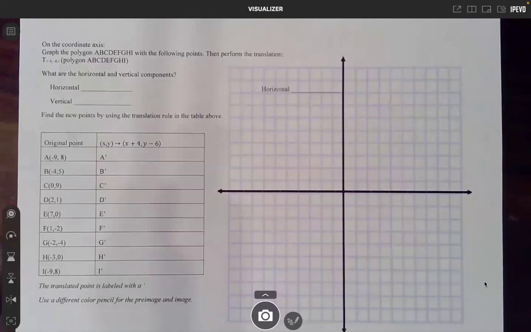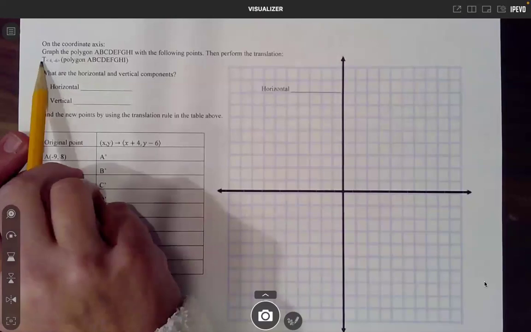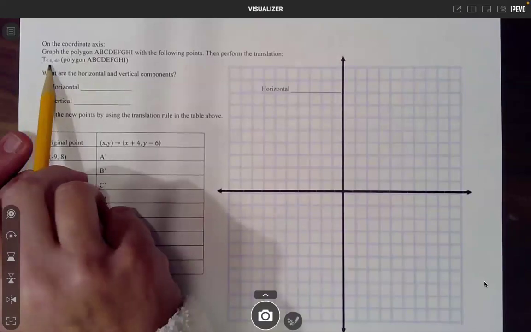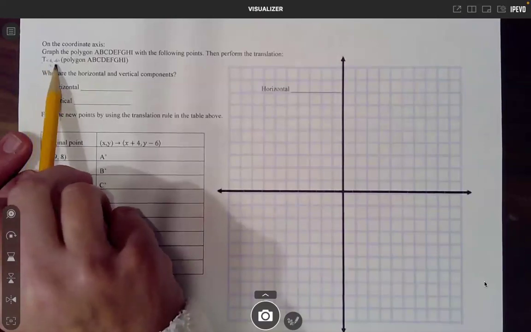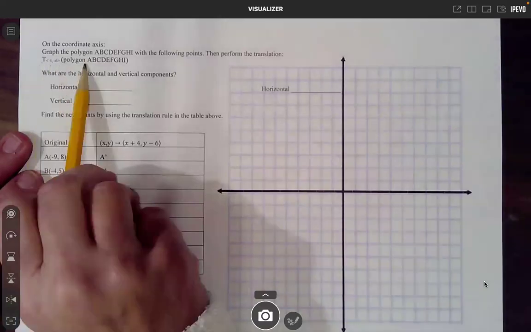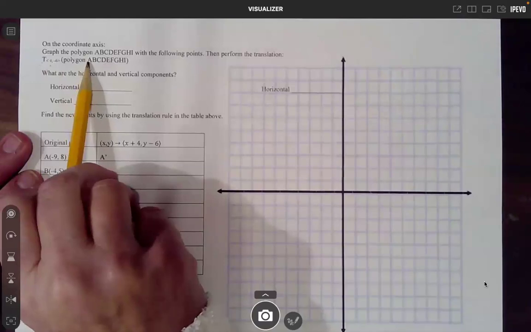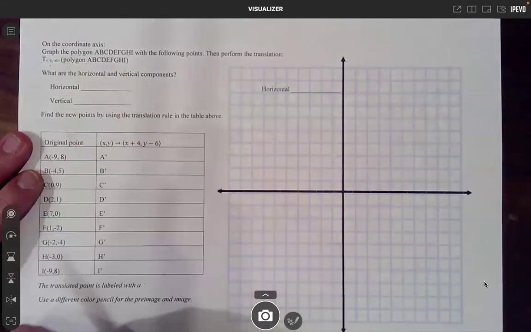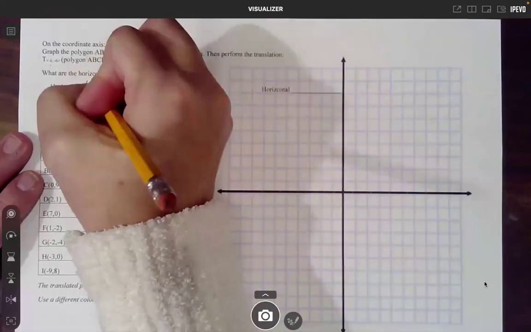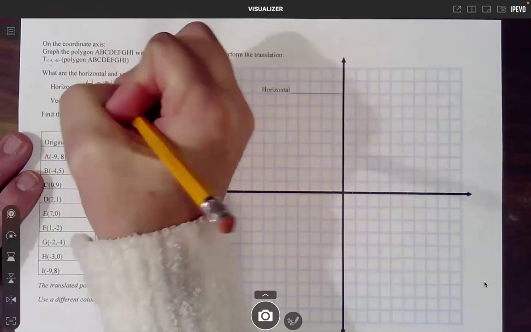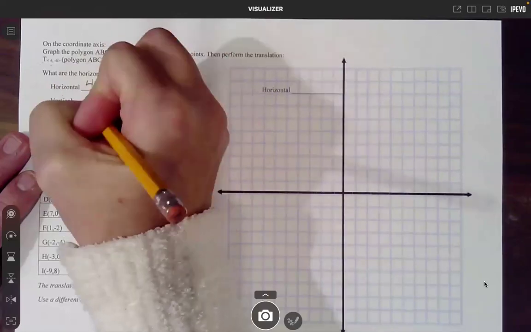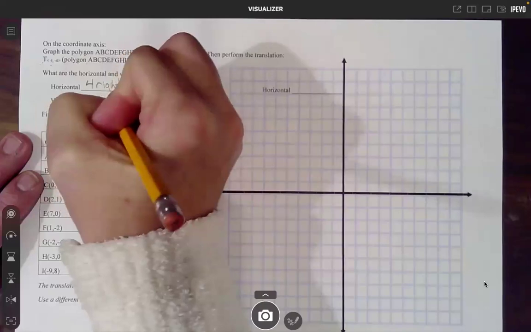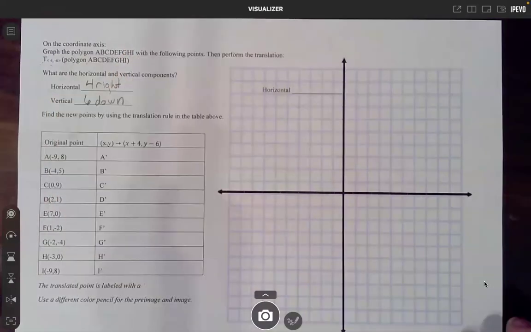So here we go. I have a function, a translation, subscript 4, -6, and polygon A, B, C, D, E, F, G, H, I. You name polygons by their vertices. This has 1, 2, 3, 4, 5, 6, 7, 8, 9. It's a nonagon. So my horizontal component is 4 right because it's +4. It's 6 down because it's -6.